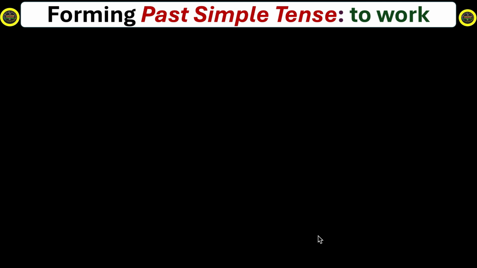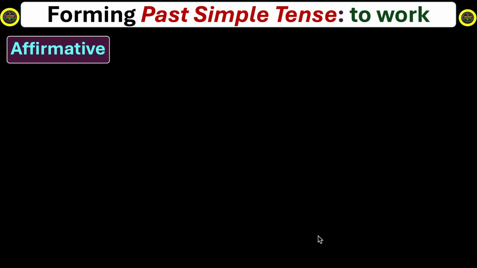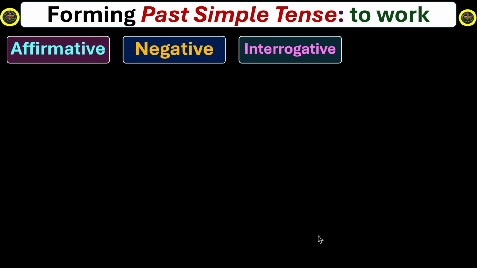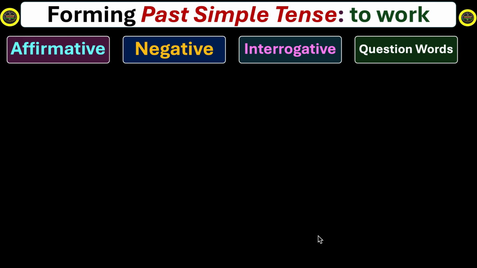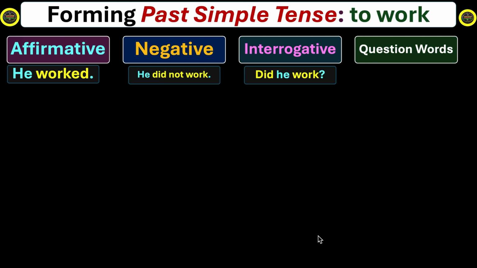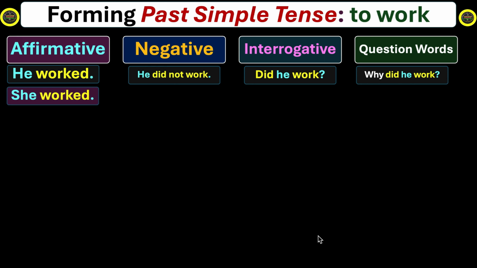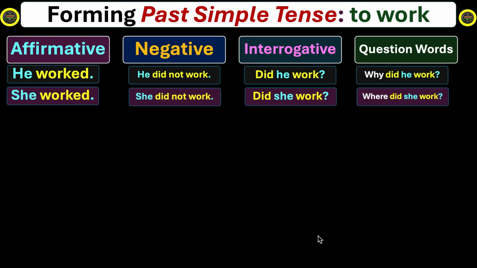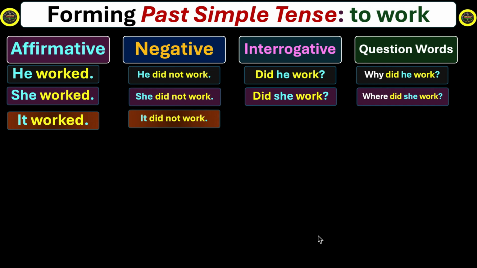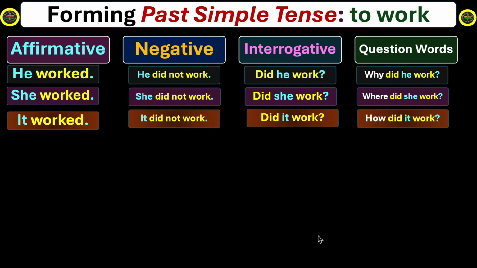Forming past simple tense with the help of the verb to work. In this lesson, we will talk about affirmative form of past simple tense, negative, interrogative, and interrogative with question words. Let's see. The first sentence is he worked in the affirmative form. Its negative form is he did not work. Did he work? Why did he work? We have the next sentence. She worked. She did not work. Did she work? Where did she work? We continue. It worked. It did not work. Did it work? How did it work?